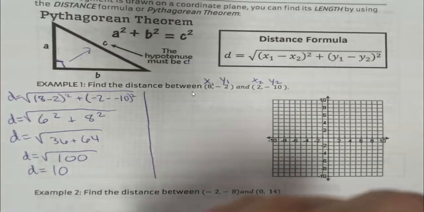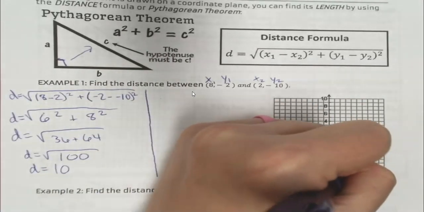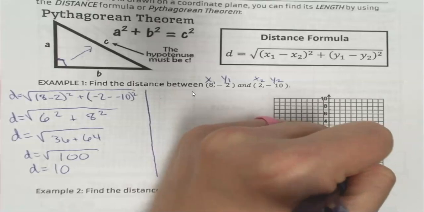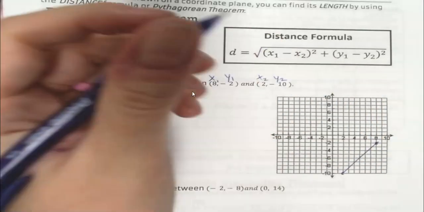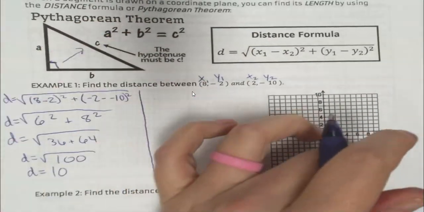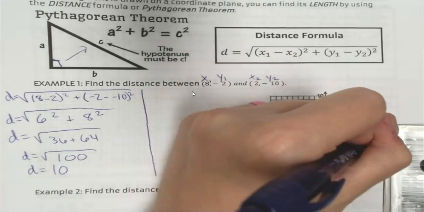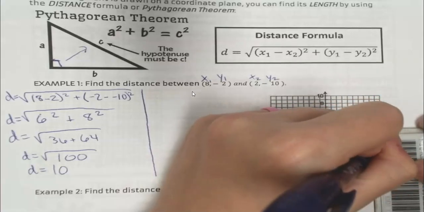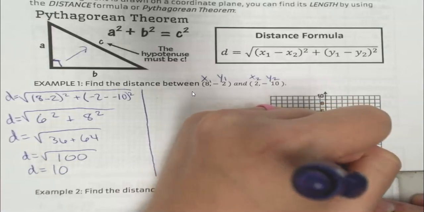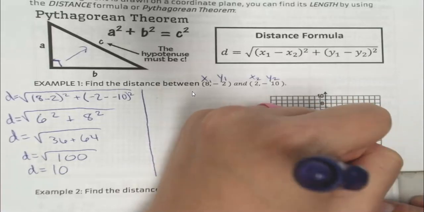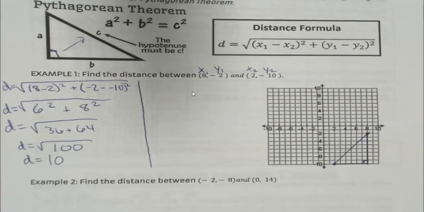So now we're going to go over here, and I'm going to plot these 2 points, 8, negative 2, and 2, negative 10. And then I'm going to connect the dots. And I have my line now. So I'm trying to figure out the distance between those 2 points, and I'm going to use Pythagorean theorem to do that. What that means is I'm going to start on this dot and draw a vertical line down to where it's even with this dot. And I've now created a right triangle.